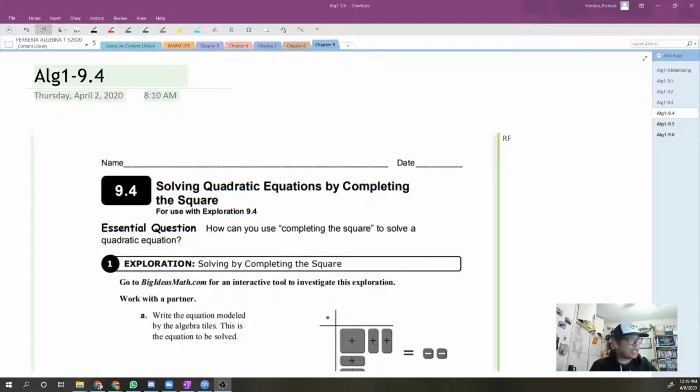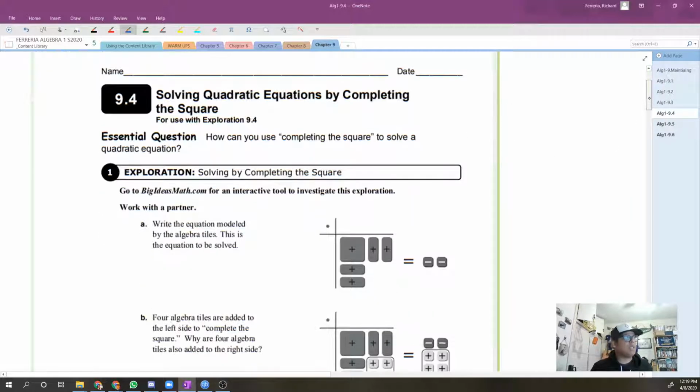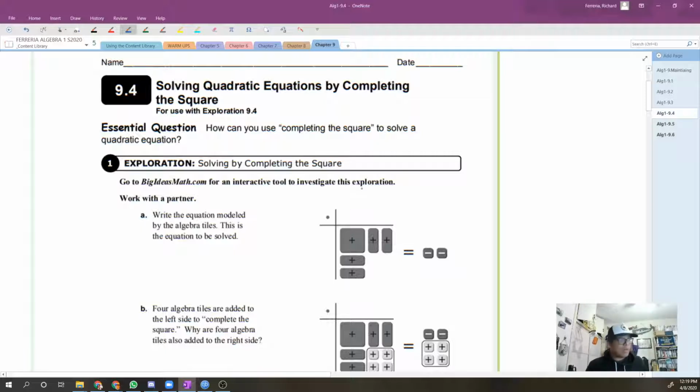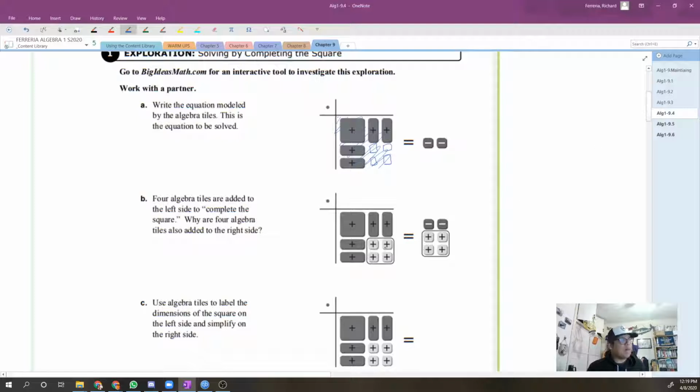So section 9.4, completing the square, and this is going to be the reason why we call this process completing the square. As you can see, we've got an algebra tile set here equal to -2. And the idea is what do I need to add to this section right here in order to make this area a square? Well, it looks like I have to add 1, 2, 3, 4 tiles to do that. So as you can see in letter B, if I add 4 tiles here, I've got to add 4 tiles here on the right side too.